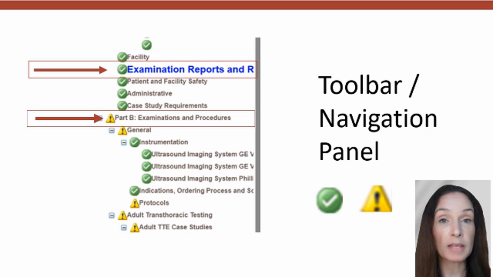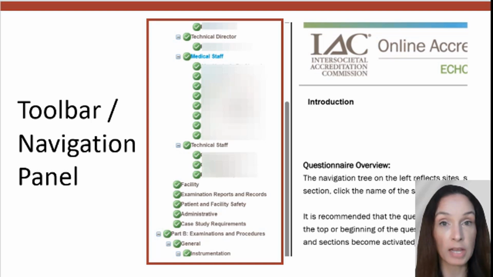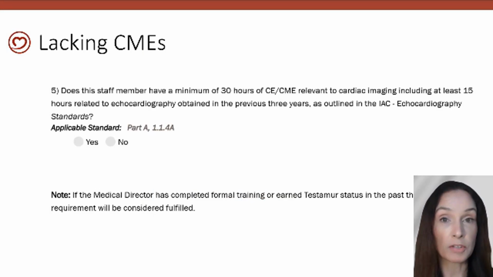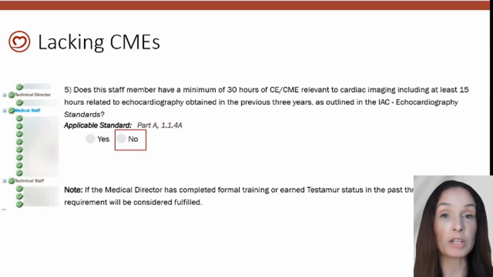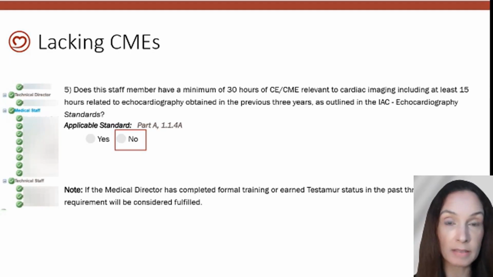So the Intersocietal Accreditation Commission's application, if you're unfamiliar with it, it looks like this. Along the left toolbar, you'll see either green check marks or yellow hazard signs. In order to submit your application, your entire application has to have a green check mark, meaning you have to have answered the question or met the measure. So some items like CMEs, for example, if a physician does not yet have those CMEs, just check no. And that counts as answering the question, and you'll get your little green check and can keep moving on.